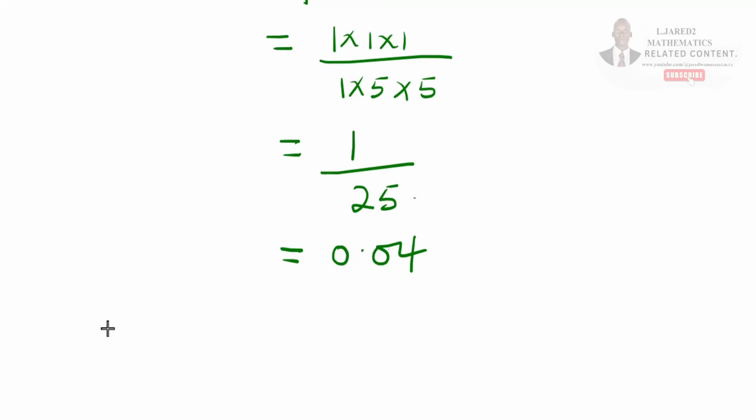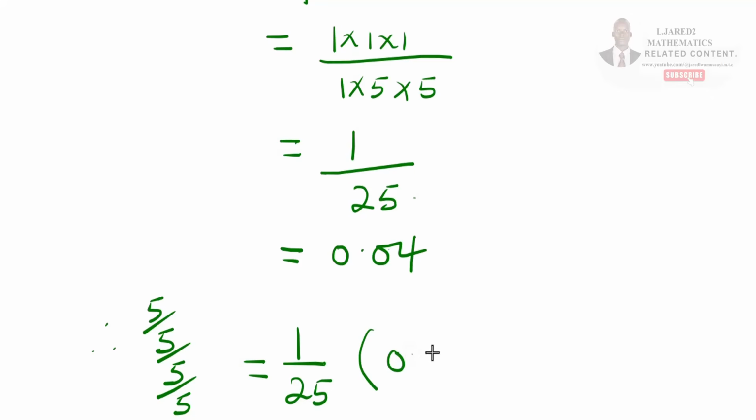We can now go ahead and conclude that therefore 5 divided by 5 divided by 5, still divided by 5, equals 1 divided by 25, or equals 0.04. So these are the correct answers we can have for this question.